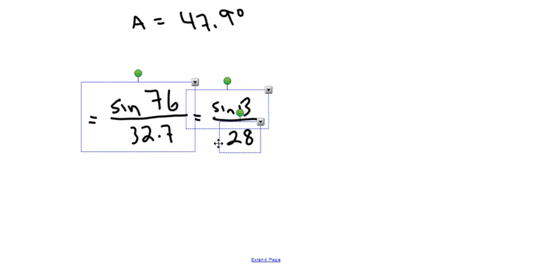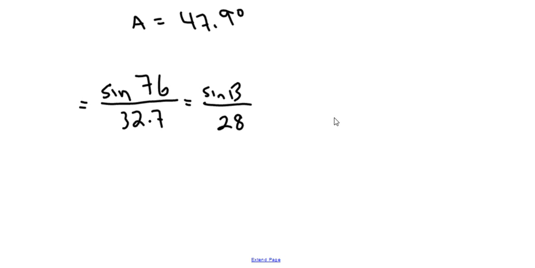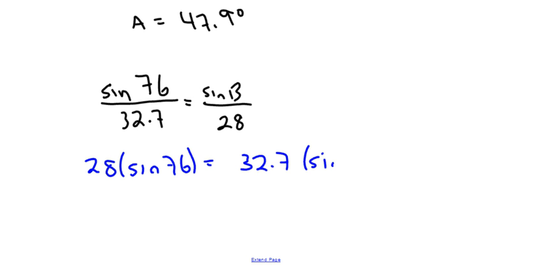Okay, so here it is. I don't want that equal sign, it shouldn't be there. Okay, so here's the proportion that will help me solve for sine B. And again, I'm going to do the same sort of math, which is, it's a proper proportion, so I'm going to cross multiply. So when I do this times this, I'm going to get 28 times sine 76. And the other crossways, I'm going to get 32.7 times sine B. And then to isolate sine B, I need to divide by 32.7.